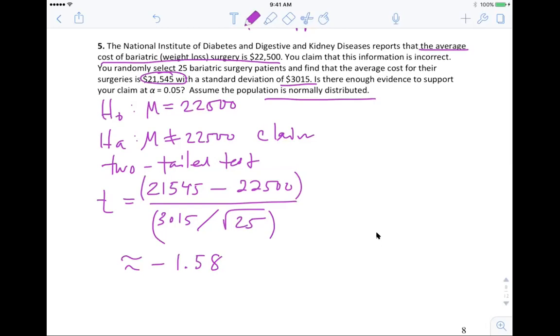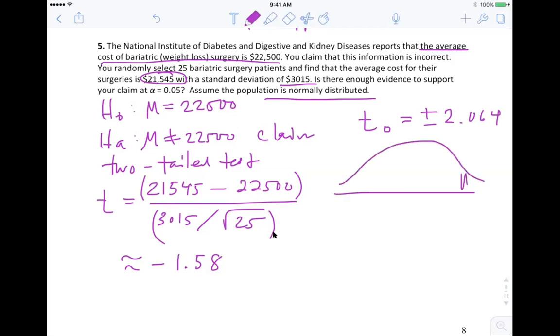Okay, next we need a critical value. And since this is two-tail, I already know it's going to be plus or minus. Using n equal 25, so df is 24, and a two-tail 0.05. So practice looking at that. Look at two-tail 0.05, that's that middle column, and go down to 24, and you'll see a 2.064. So it's plus or minus 2.064. Drawing that out, it's a two-tailed test. We have negative 2.064, positive 2.064.